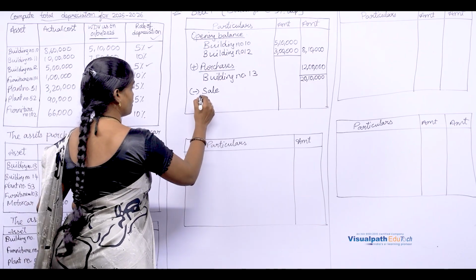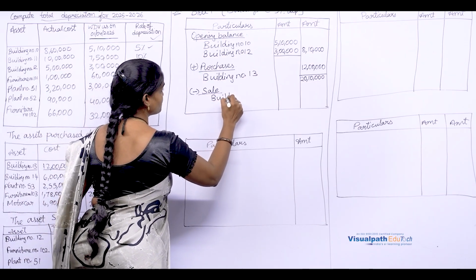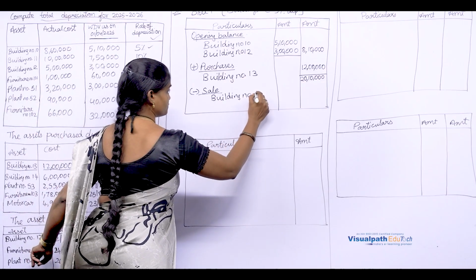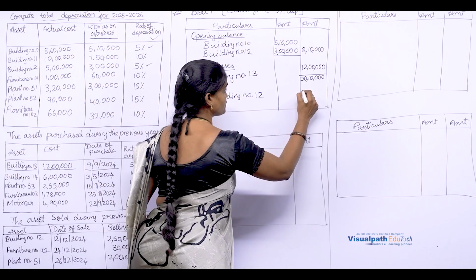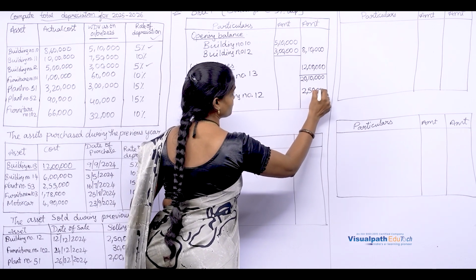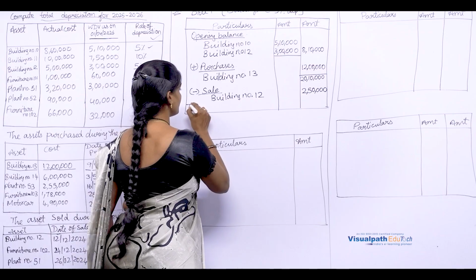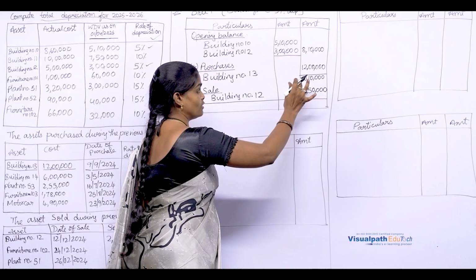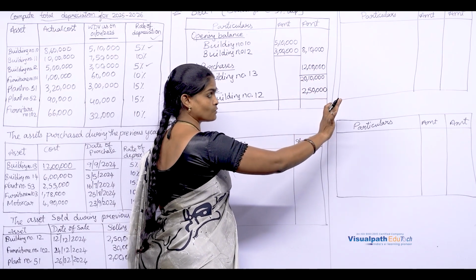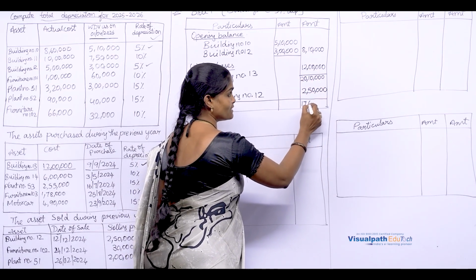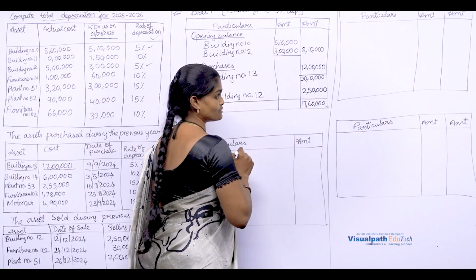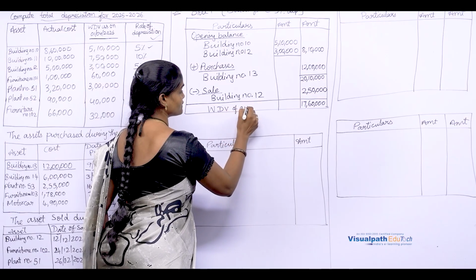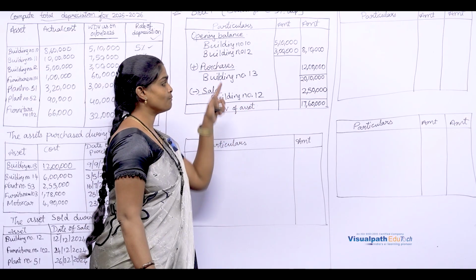Now, sale of building number 12, which is 2,50,000. Now, subtract this, and you will get the actual value which is right with you. Now, 2,10,000 from this 2,50,000 value is sold out. Now, you are left with 17,60,000. Clear? This is the written down value of asset under block 1.